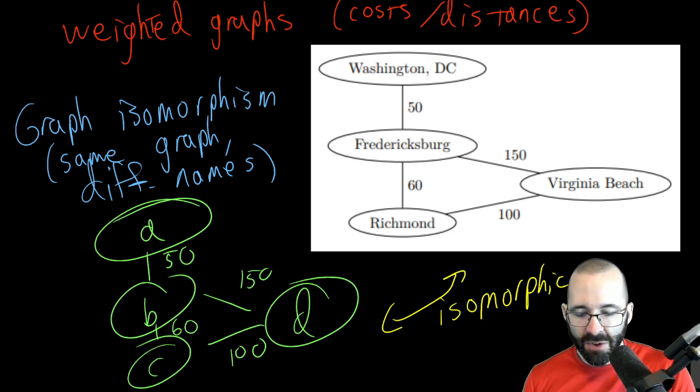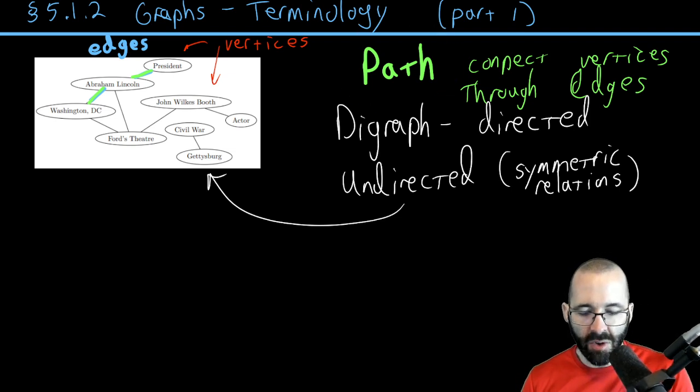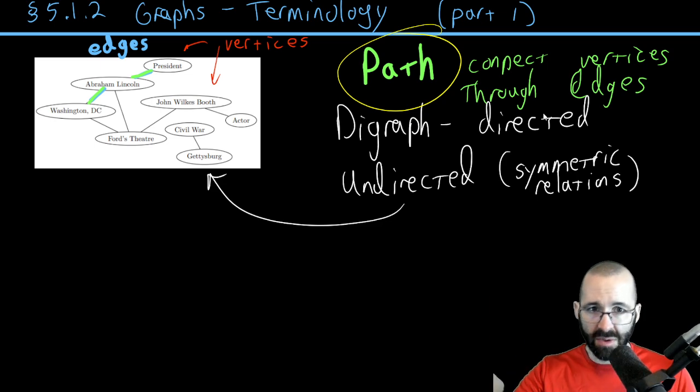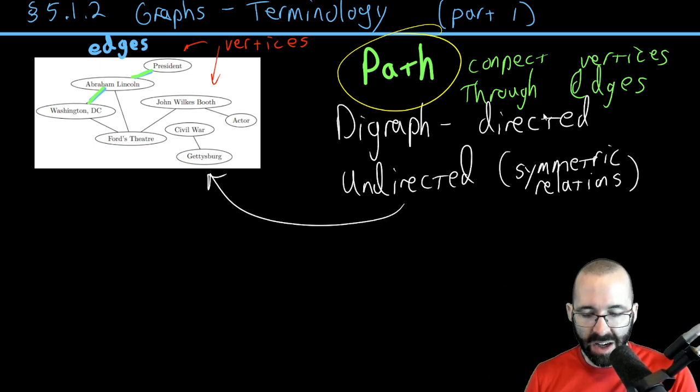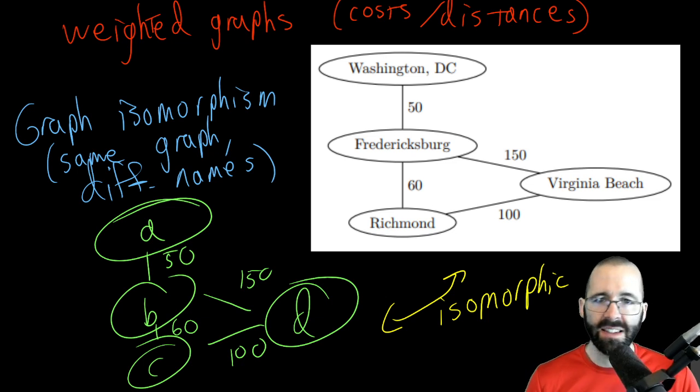Okay. So those are just some things that we're going to talk about when we talk about graphs, vertices and edges. We'll talk about paths. Paths are going to be useful for finding shortest paths or traversing graphs. Remember, undirected or directed graphs, depending on whether there's arrows or not. Weighted graphs that include costs and distances, and graph isomorphisms, which basically just say a rose by any other name smells just as sweet, or something.